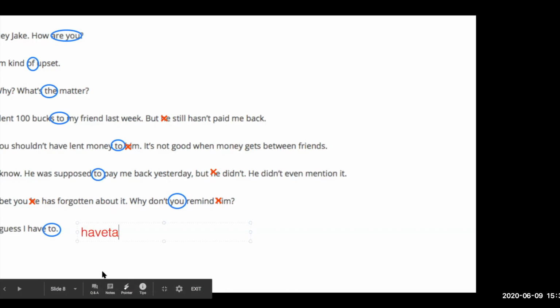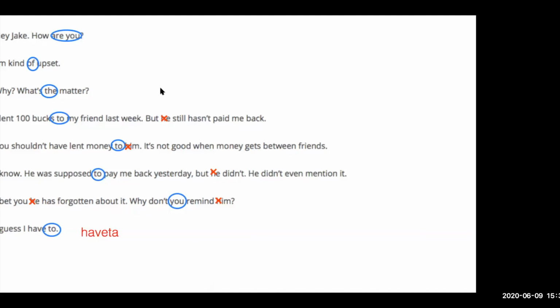So again, if I were to read it out loud, I would say, hey, Jake, how are you? I'm kind of upset. Why? What's the matter? I lent $100 to my friend last week, but he still hasn't paid me back. You shouldn't have lent money to him. It's not good when money gets between friends. I know. He was supposed to pay me back yesterday, but he didn't. He didn't even mention it. I bet he has forgotten about it. Why don't you remind him? I guess I have to.